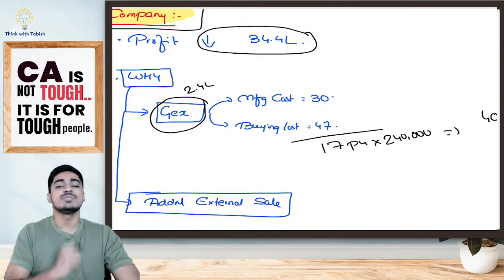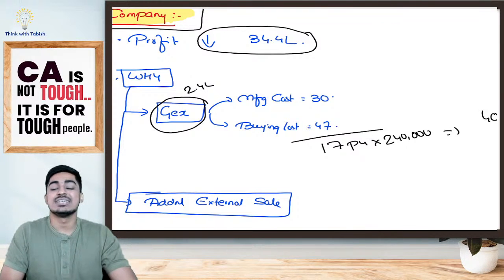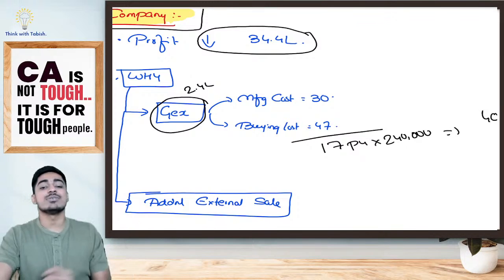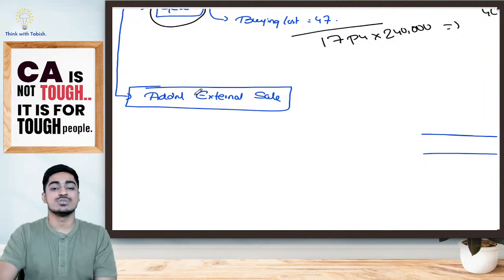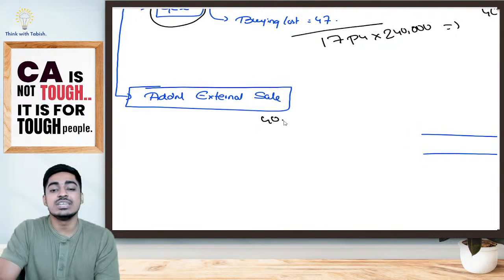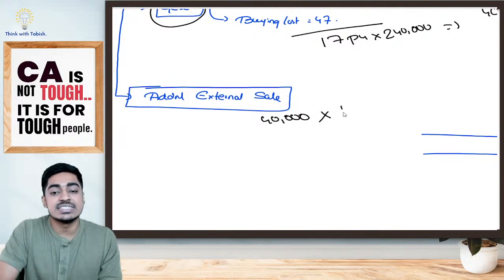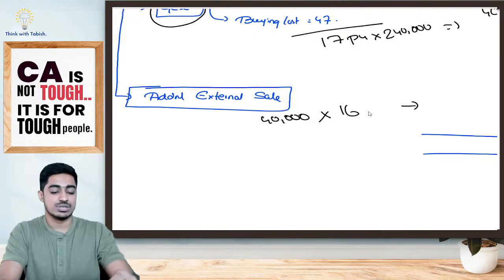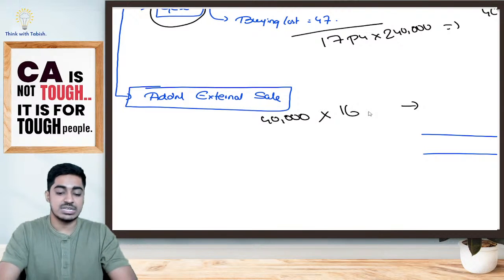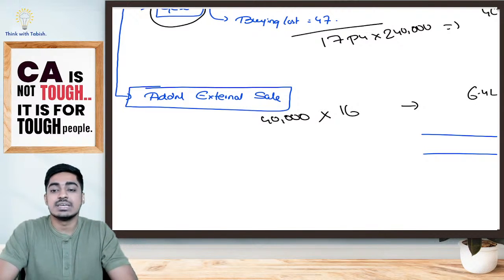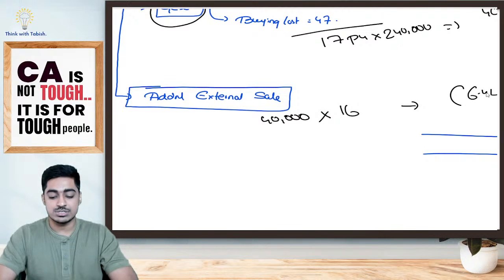But because of this, one small gain I have. What is it? Previously, to external customers I was selling only 2,60,000 units. But now I'm selling 40,000 units extra to my external customer. And from every external sale, I'm getting 16 rupees contribution. So 40,000 into 16, 6,40,000 gain also I have. So net how much is my loss? 40,80,000 minus 6,40,000.